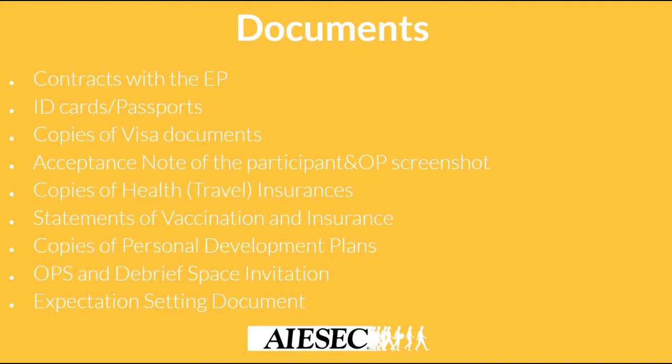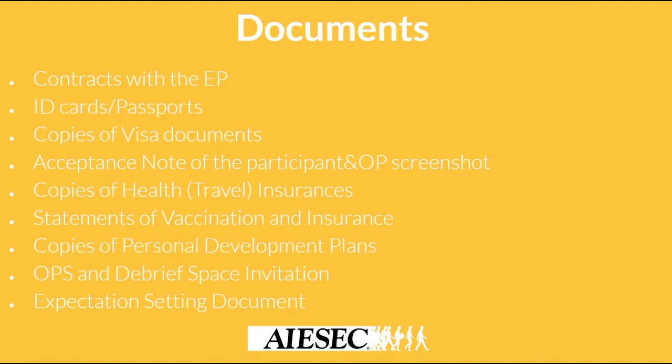Copies of visa document, it's really important. If an EP needs a visa, we need to have a copy of it to ensure that everything is okay with it and it has not expired. If your EP doesn't need a visa, you can just provide their tickets that can prove that the EP didn't extend his stay inside the country.